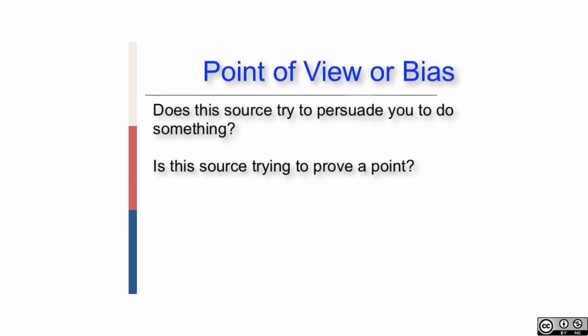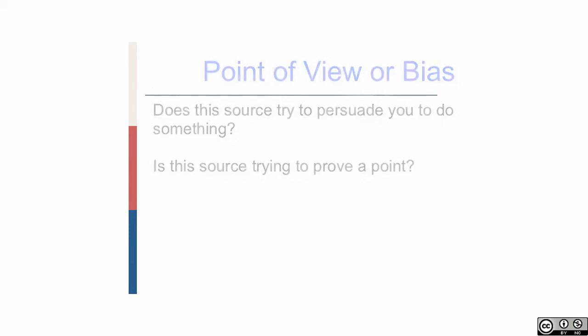You should try to determine the point of view of the author and whether or not the source is biased in any way. Some questions you can ask yourself are, is this source trying to persuade me to do something or to change my point of view? And, is this source trying to prove a point? It is okay to use a source that does not cover all perspectives of an issue, but you should be able to recognize that a bias exists.